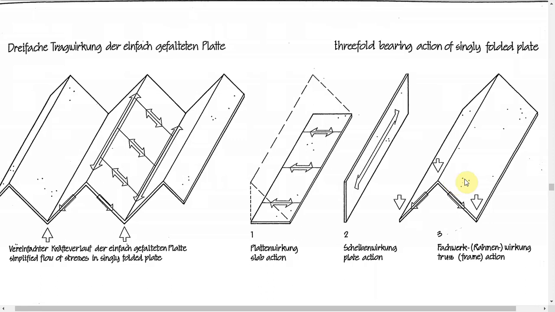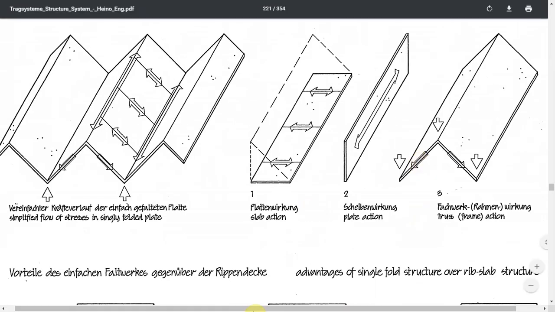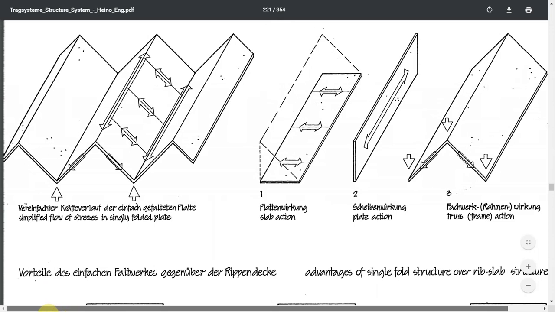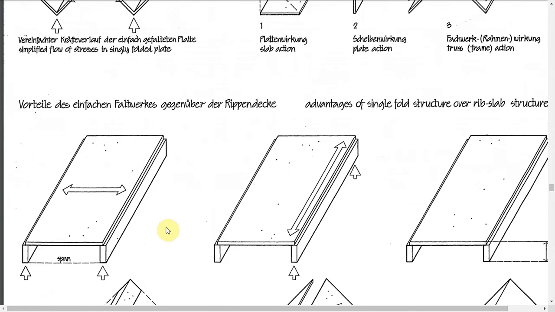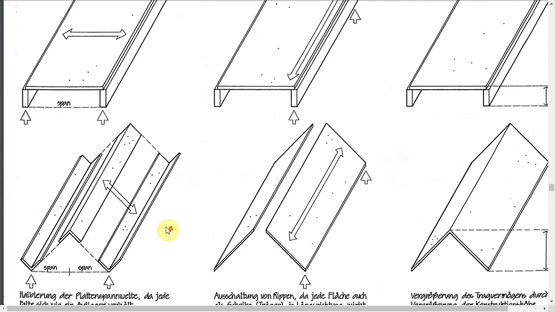So the two slabs are inclined at an angle in a folded plate system, right? And this mechanism is visible in these photographs and diagrams, right? Now, what are the advantages of a single fold structure over a ribbed structure, right?